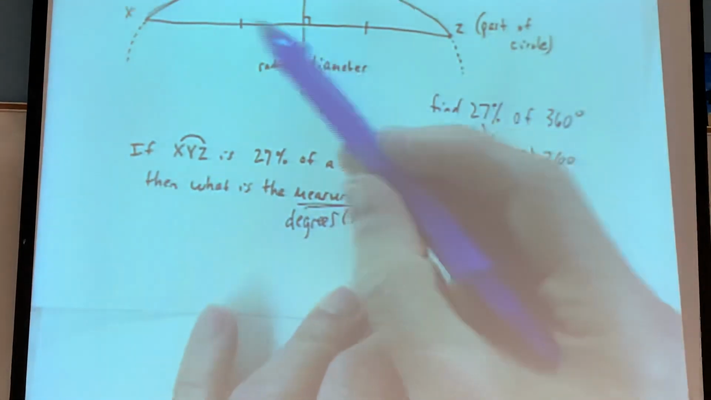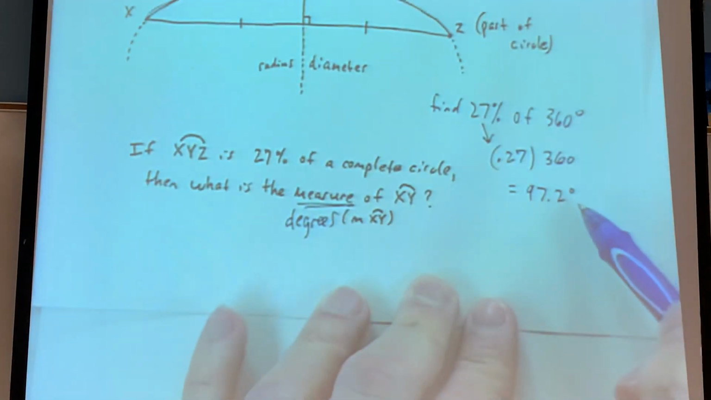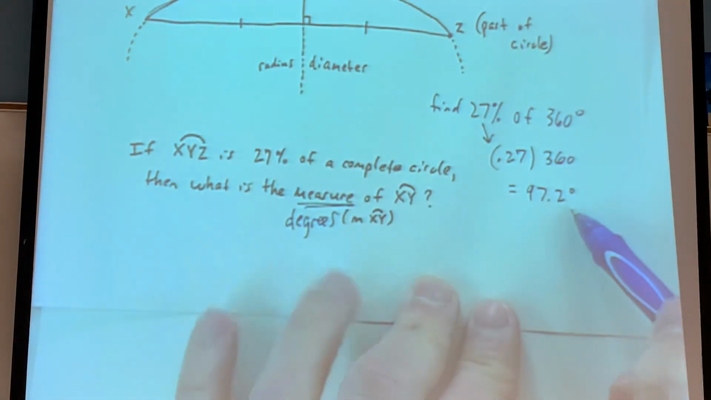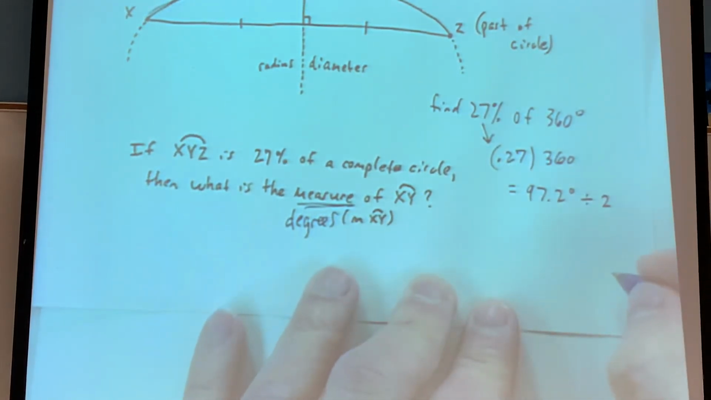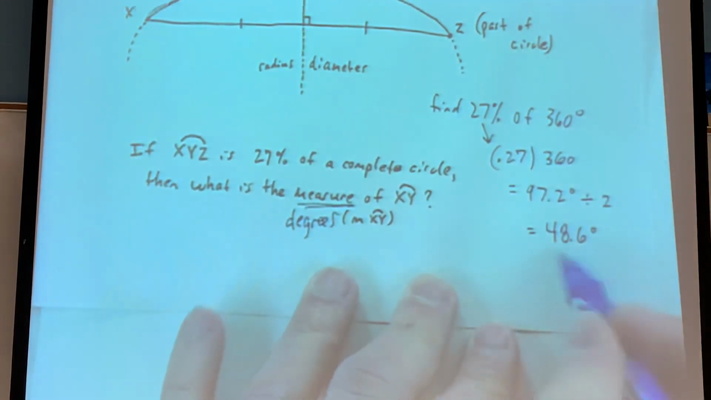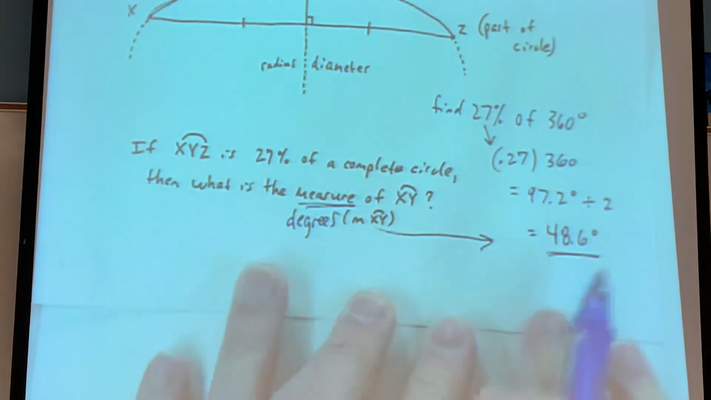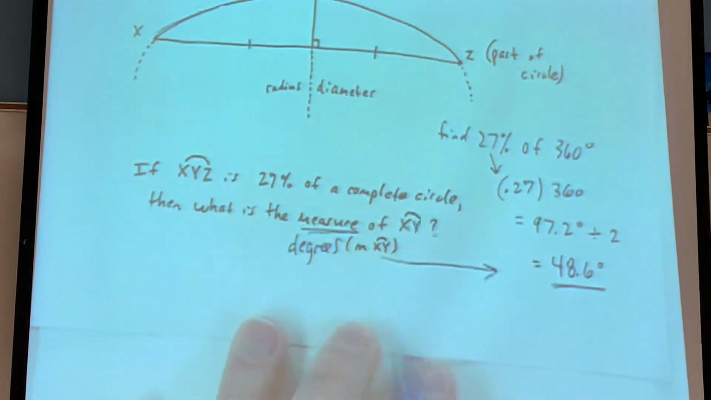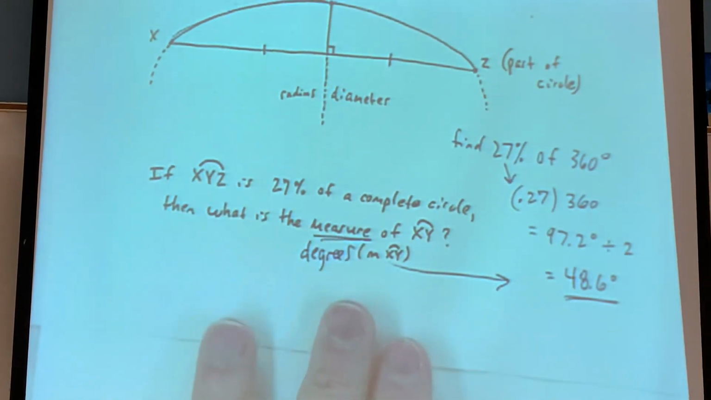And now since we know that XY is half, we can just take the 97.2 degrees, divide it by 2, and you get 48.6 degrees, which is the measure of arc XY. Again, that's similar to number 20 in your homework. And there we have it. Examples 1, 2, and 3 in the notes.